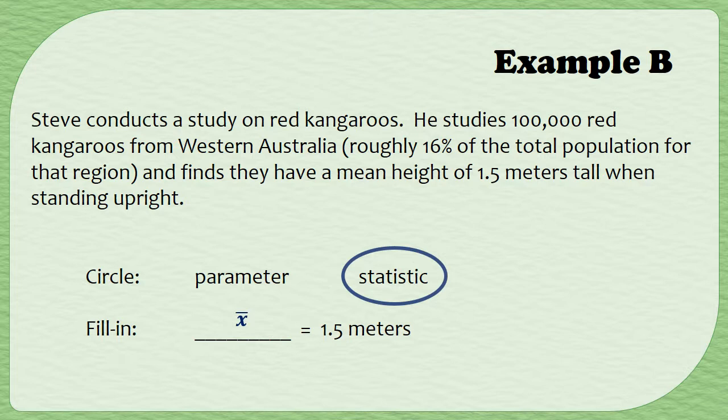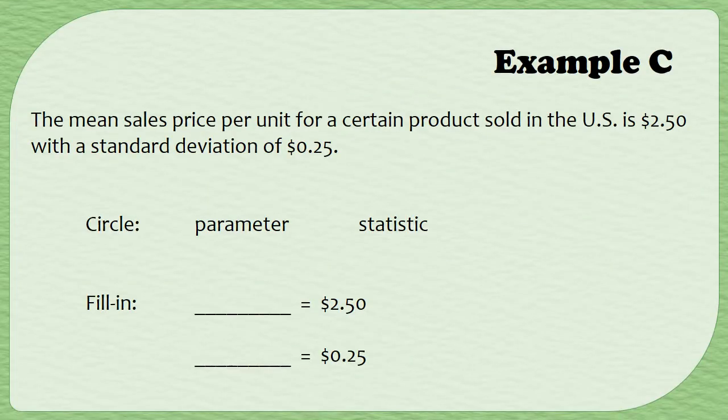All right, let's do one more example and we'll throw standard deviation into it too. In example C, the mean sales price per unit for a certain product sold in the US is $2.50 with a standard deviation of 25 cents. In this example, it doesn't tell us that they were looking at a sample of objects. It just says this is the mean, the average sales price in the US for this particular product. So since we're looking at the mean across the US, that's a population. So these values are parameters.